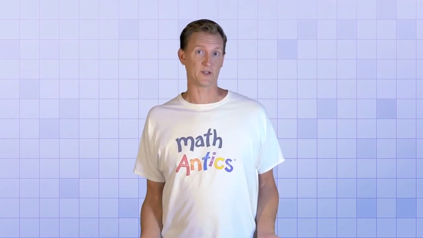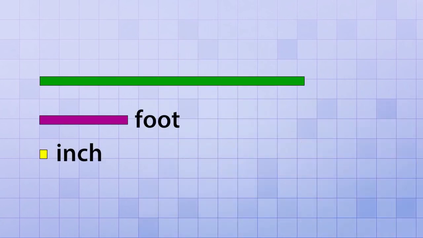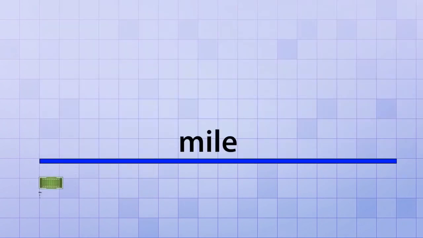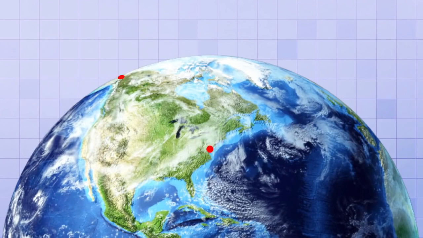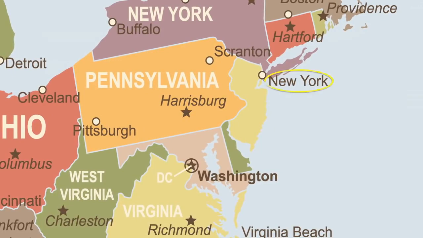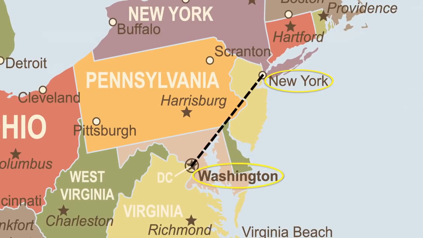A mile is much bigger than the other 3 units we've looked at so far. If this is an inch, then this is a foot, and this is a yard, then this is a mile. Because miles are so long, they're mainly used to measure distances between various places on Earth and how far people travel. For example, the distance from New York City to Washington, D.C. is roughly 200 miles, as the crow flies.